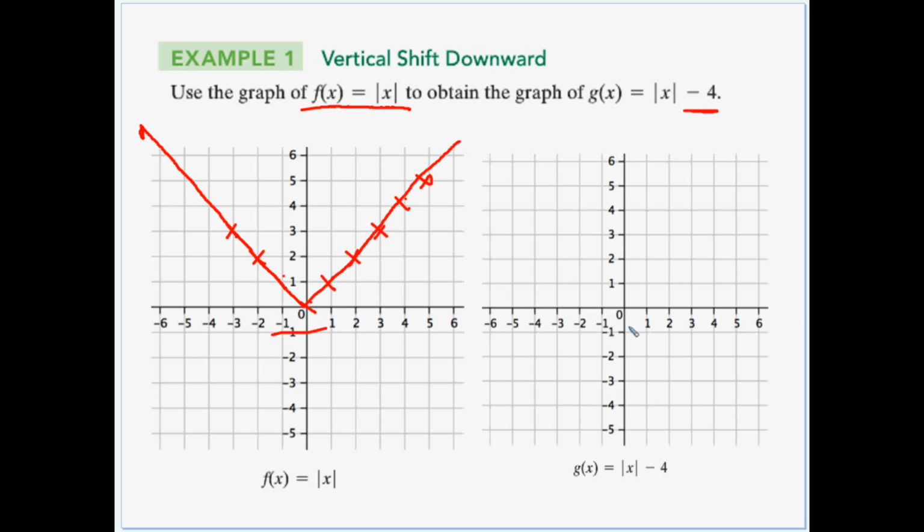This is going to drop everything down 4 units. So instead of going through the origin, we're going to go through here at negative 4, and then we'll have lines of slope 1 and negative 1 going in each direction. So we can just copy the rest of the graph. Close enough. Everything has just been shifted down 4 units.